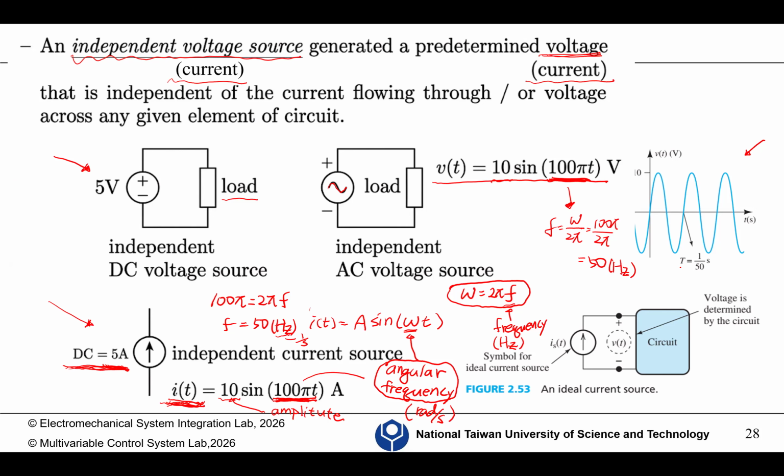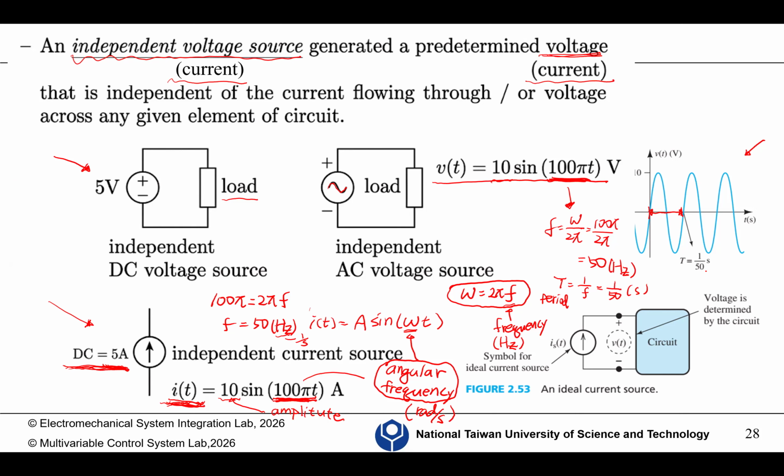So its period, this T means period. T equals 1 over f, which means 1 over 50 second. So T is the period, the time for a complete wave, and its period is 1 over 50 second.